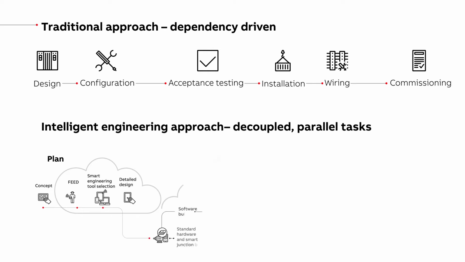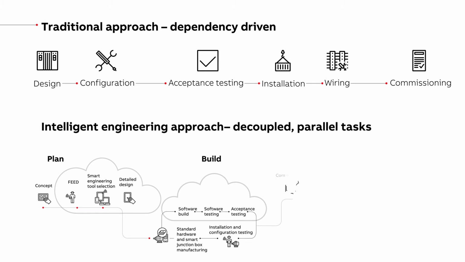It saves time and reduces risk, allowing automation project teams to finish earlier or start later when more complete information is available. With ABB's intelligent engineering approach, any changes that are made have no impact on the schedule.